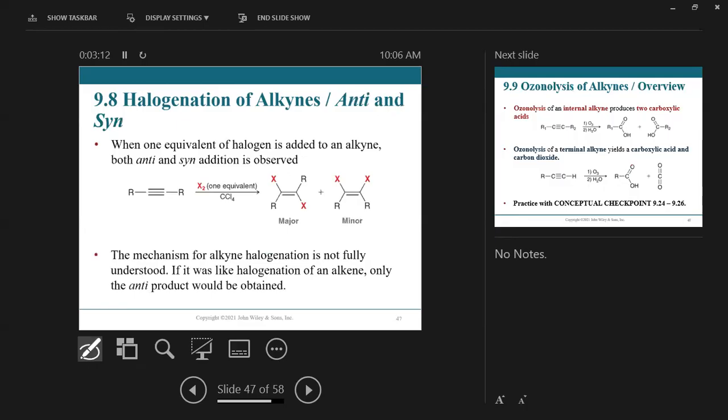It says when one equivalent of a halogen is added to an alkyne, both anti and syn addition are observed, and we can see the anti addition, and then we see the syn addition, and that's the minor product. It says the mechanism is not fully understood, so we're not going to be able to show you the mechanism for this.